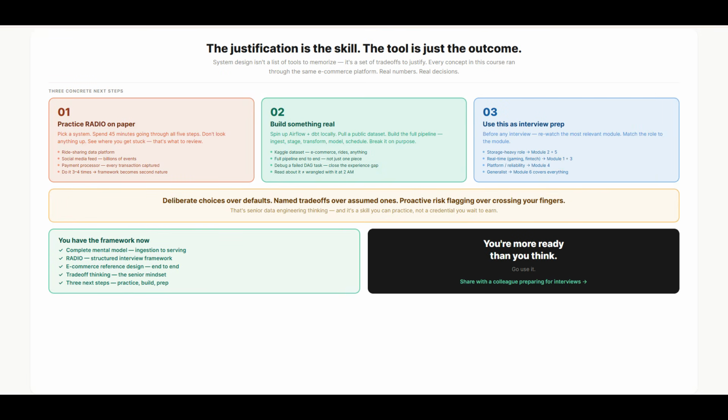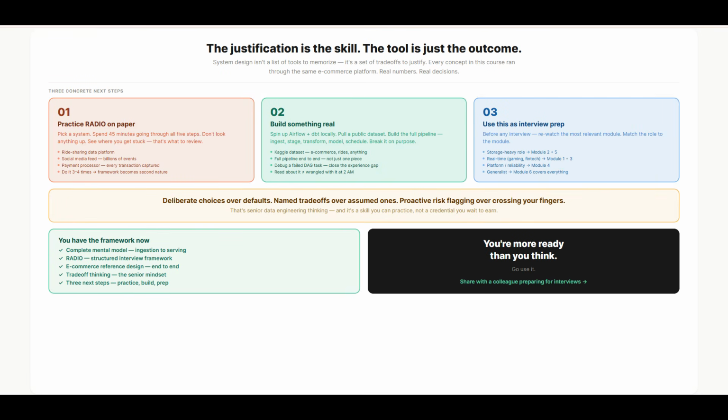The gap between understanding a DAG diagram and debugging a failed task at 2 a.m. is experience. The sooner you close it, the better. Employers can tell the difference between someone who's read about Airflow and someone who's actually wrangled with DAG dependencies, XComs, and retry logic.